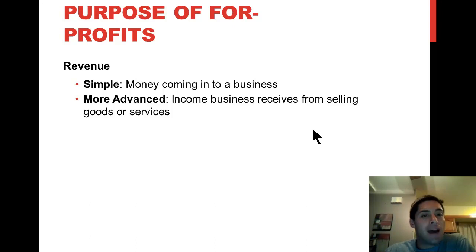Okay, and in order to do that, they have to get a lot of revenue. Okay, the simple version of revenue is just money coming in to a business. Again, the more advanced version is the income a business receives from selling goods, tangible products, things you can touch, or selling services, not tangible things, usually things that are customized, like lawn service, movers, a haircut, things like that.